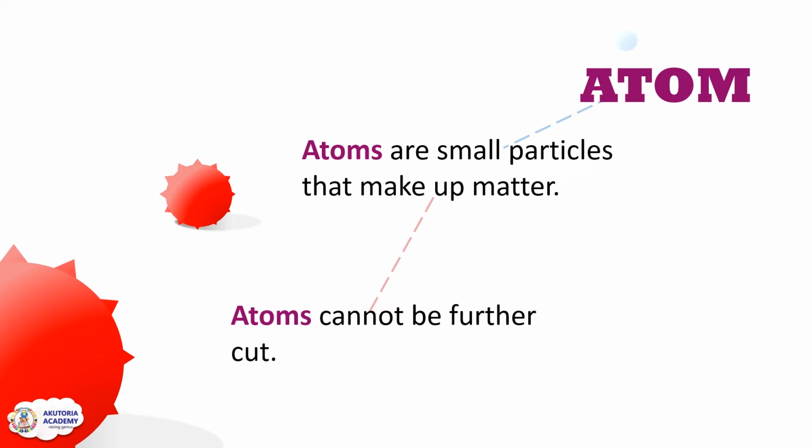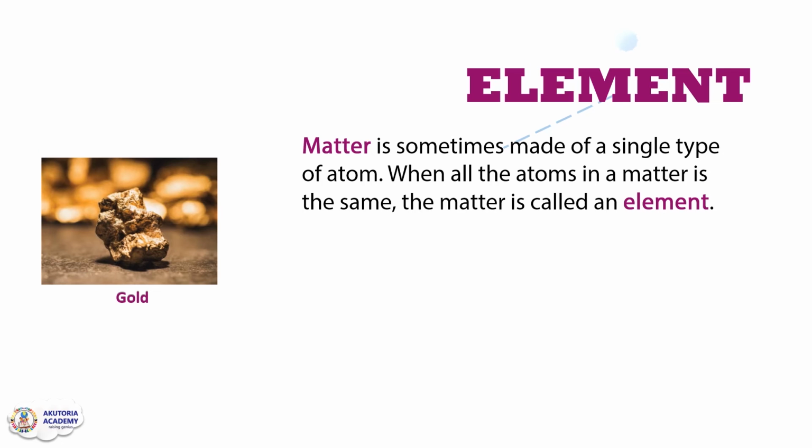Atoms cannot be further cut or broken down. At the basic level, atoms cannot be further broken down. They are basically the smallest form of matter. That's at the basic level. Now, let's move over to elements.